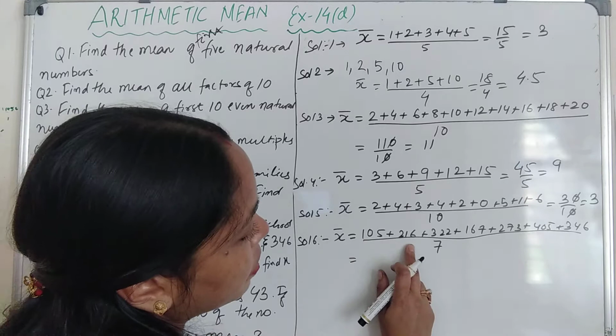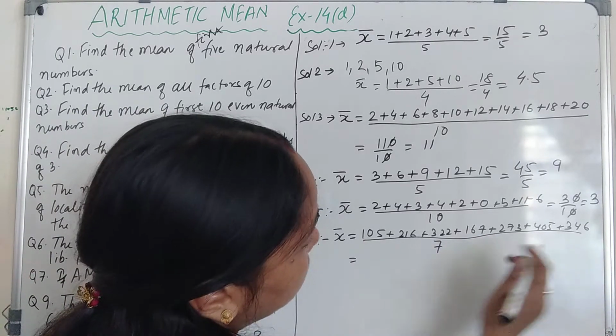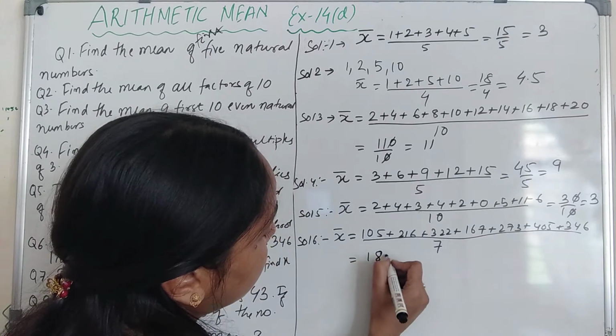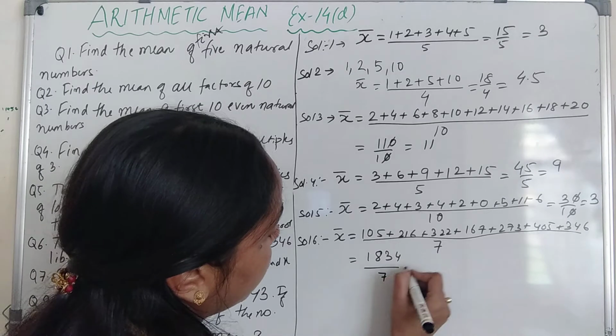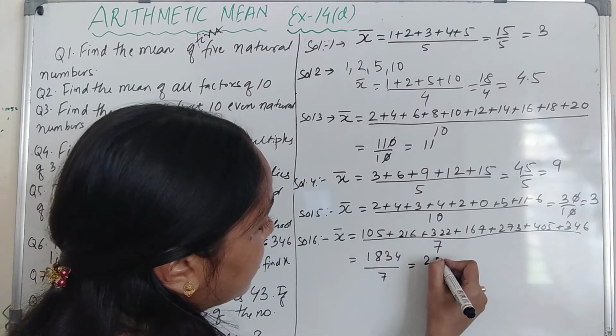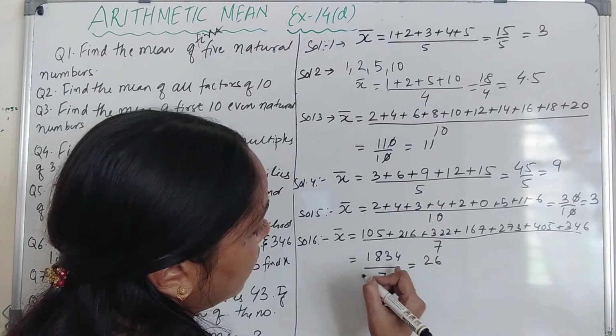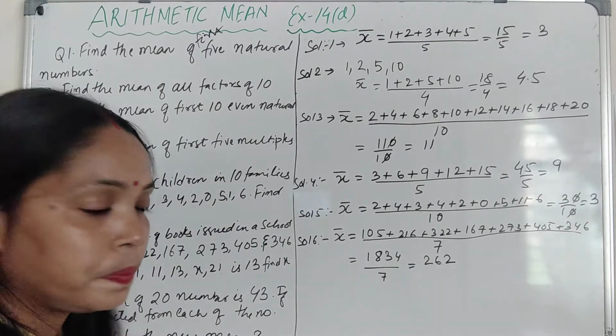Now add all of this: 105, 216, 322, 167, 273, 405, 346. If you add, 1834 comes, and divide it by 7. 7 2s are 14. Then 7 6s are 42. Then 7 2s are 14. So the answer will be 262.